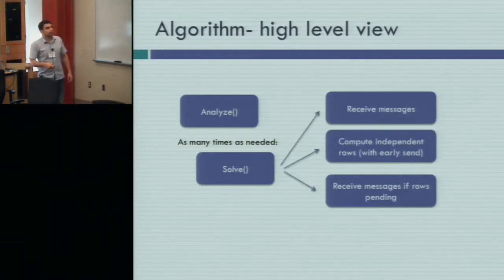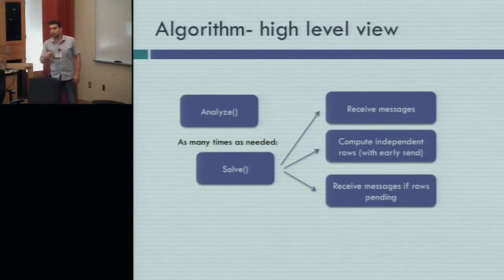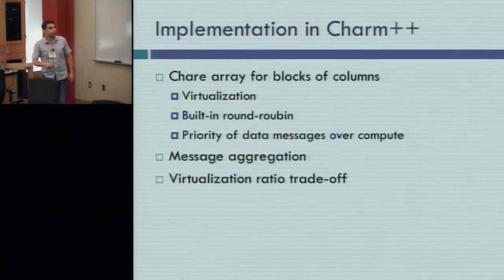In the solve stage, we first try to see if there are messages received. This can happen because we are going to have virtualization and multiple blocks per processor. So we first process the messages, which might be on the critical path, then compute the independent rows with the early send of dependencies. As soon as the dependency of the next block is satisfied, we just send the contributions. Then we wait for the other messages required for this block. So this is the overview of the algorithm.